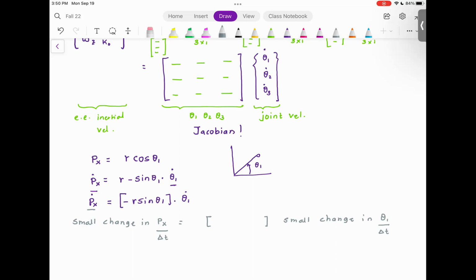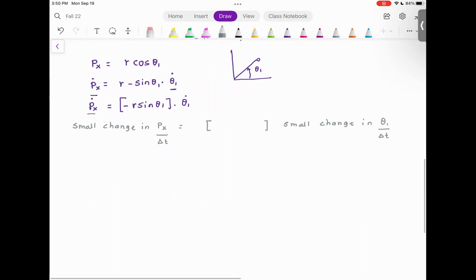Now imagine if I had two variables. Say for example, theta 1 and theta 2. What is the most natural way of explaining that change? The most natural way of explaining this change, say for an example, if px is a function of theta 1 and theta 2, the total change in px, so I'm going to call this delta px, is going to be a quantity multiplied by small change in theta 1 plus another quantity multiplied by small change in theta 2.